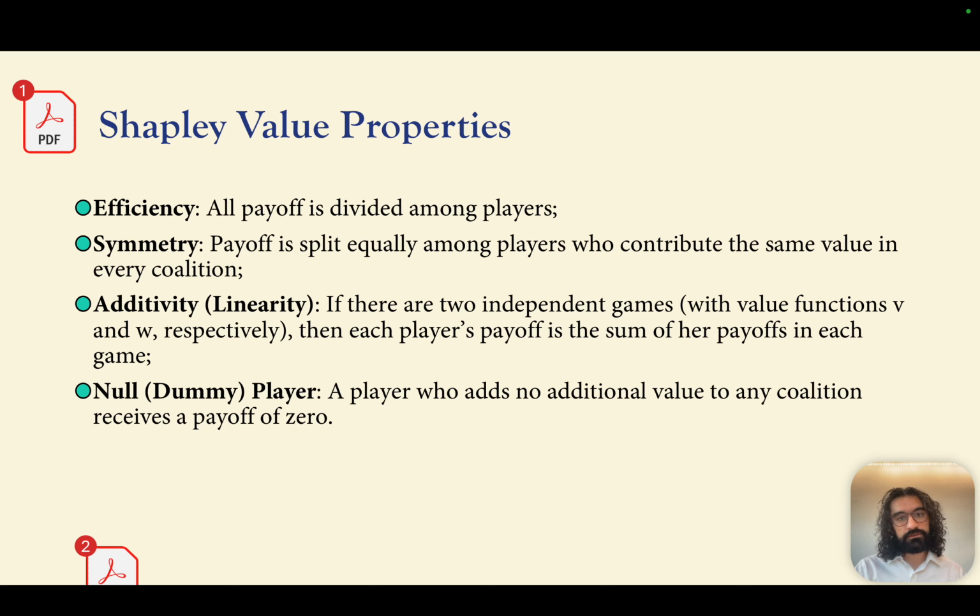For example, efficiency tells us that no amount of payoff is going to be missed or lost during this process of distributing the Shapley value to the players. Symmetry tells us that if two tokens or two players contribute equally in every coalition, then they should receive the same payoff, the same Shapley value. Linearity and dummy player are also interesting properties. If you have two independent games with value functions v and w respectively, each player's payoff should be the sum of their payoff in each game. And finally, a player who doesn't add any value to the coalitions should receive no payoff.